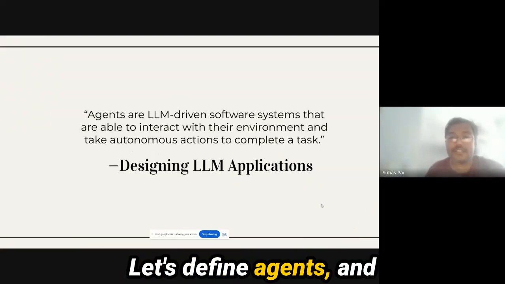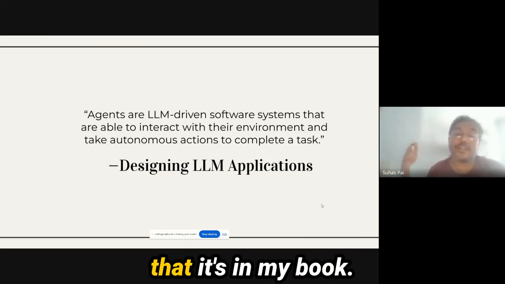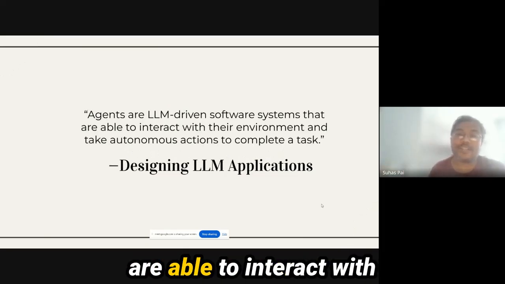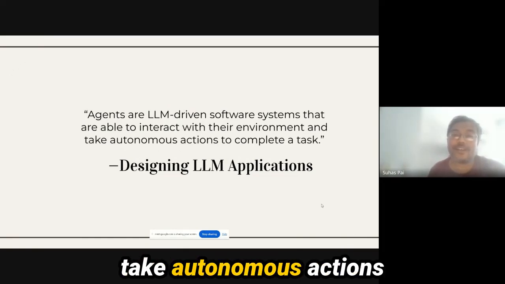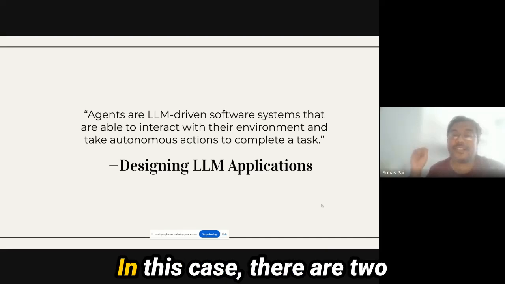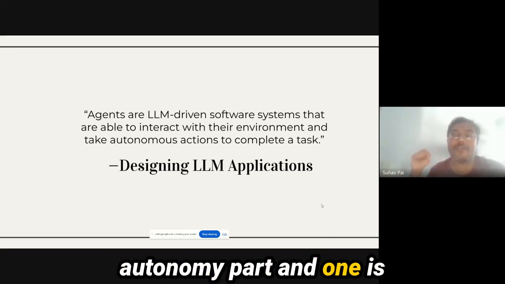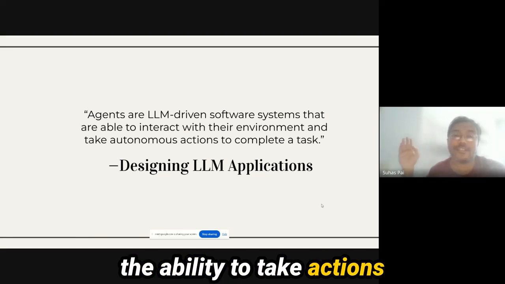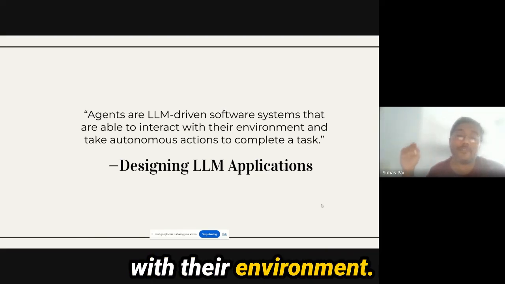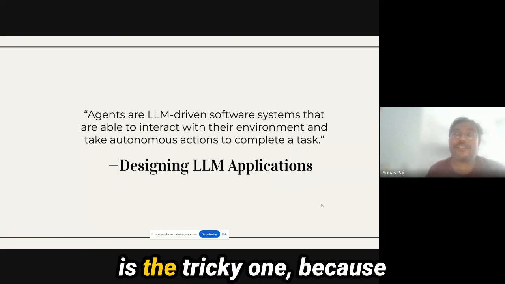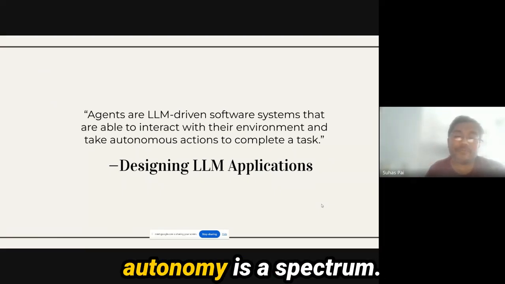Let's define agents. This is the definition that is in my book. Agents are LLM-driven software systems that are able to interact with their environment and take autonomous actions to complete a task. In this case, there are two important things. One is the autonomy part, and one is the ability to take actions where they can interact with their environment. Now, the autonomous part is the tricky one because autonomy is a spectrum.